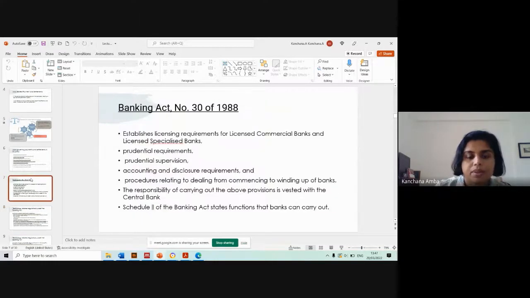As you know, the Banking Act establishes the licensing requirements for all commercial and specialized banks. The idea of the Banking Act is to provide the regulatory framework for banks, to ensure that banks and all the services related to them are run properly, so that the system is stable. So that's very broadly what the Banking Act is. I'm sure you already know, since you have covered it in the legal environment course.